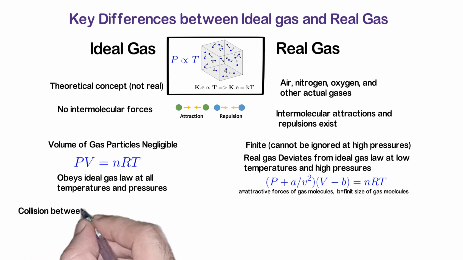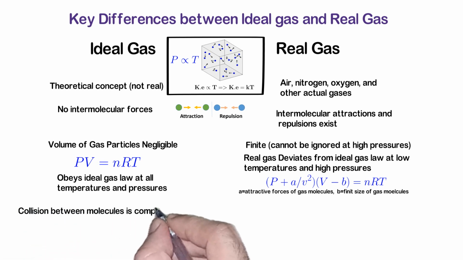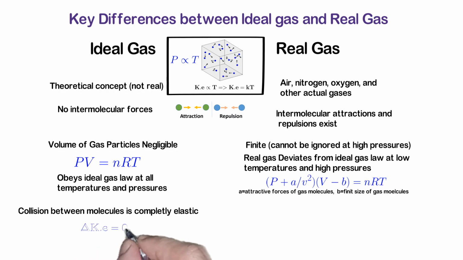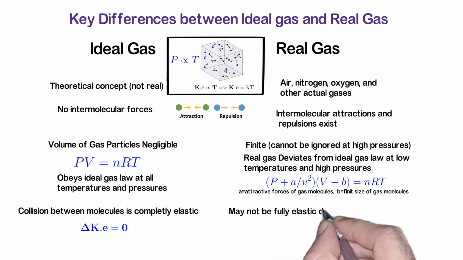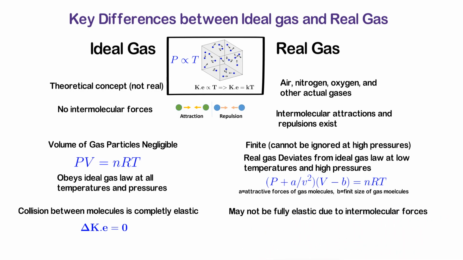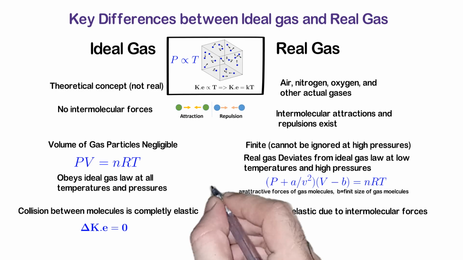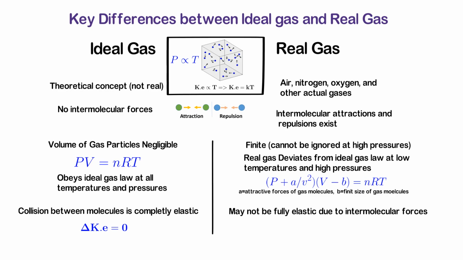In ideal gas, the collision between the molecules is completely elastic, which means there is no loss of energy before and after the collision with the wall or with one another. But in real gases, the collision is not perfectly elastic. There is some loss of energy because of the intermolecular forces.